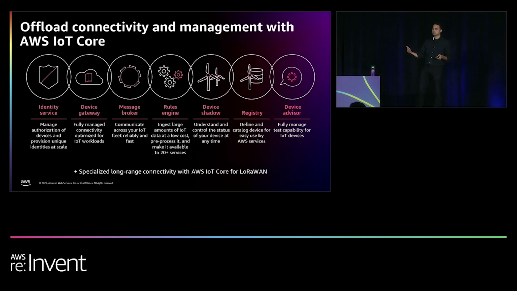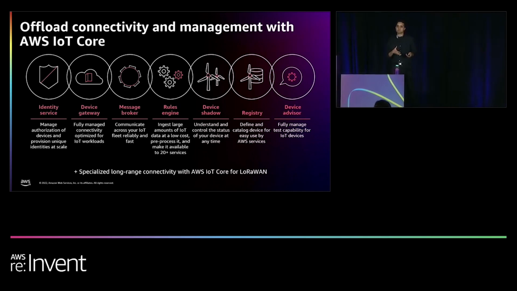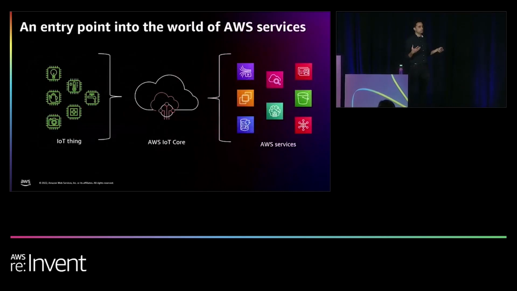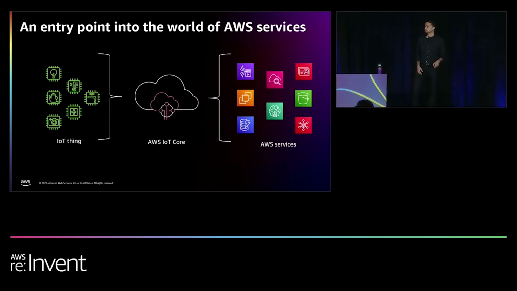And last but not least, we even have custom services so that if you're using LoRaWAN, long-range connectivity, which is not a standard TCP/IP connection, you can actually run LoRa gateways, connect them to our cloud using the standard protocol that LoRa has, and then send that data to AWS. So multiple services, both on the physical connectivity front and the cloud connectivity front, to make it easy for IoT devices to connect to the cloud. So IoT Core is sort of this entry point into the world of AWS services.